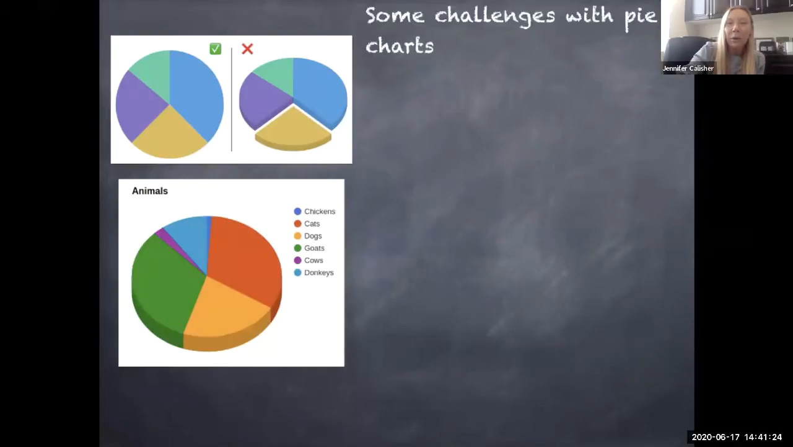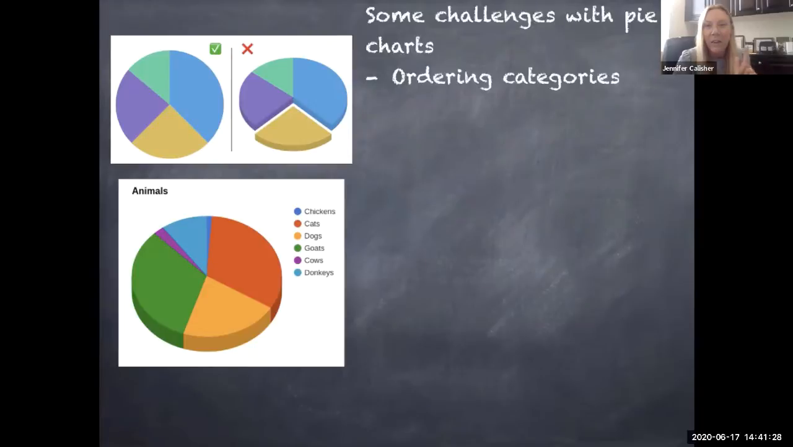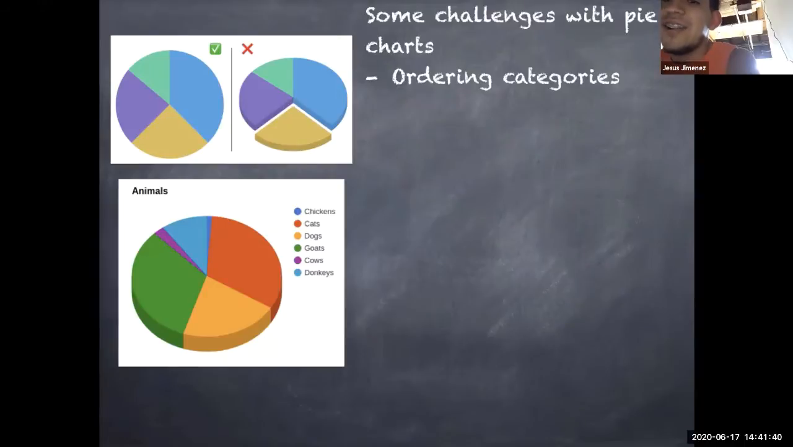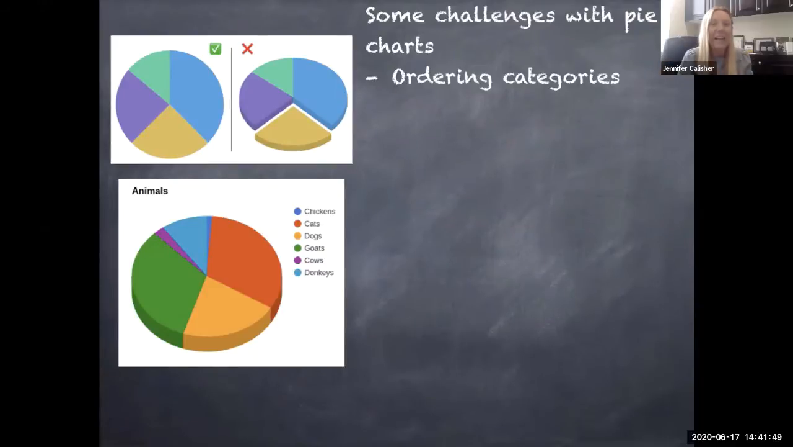So here are some important things to think about with our pie charts. What does it say at the very top? Jesus, can you read it for me? Ordering categories. What does it say right above? Some challenges with pie charts are ordering categories, right? Yes, exactly. I couldn't read it because it got all my stuff for Zoom up there. But yes, some challenges with pie charts.